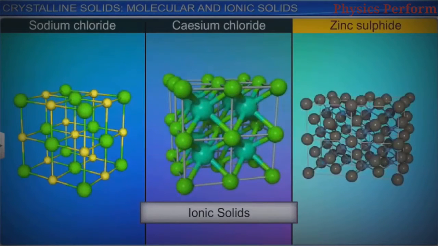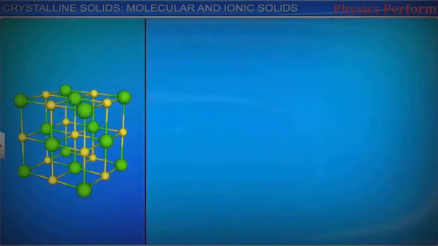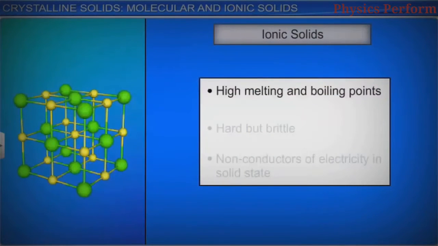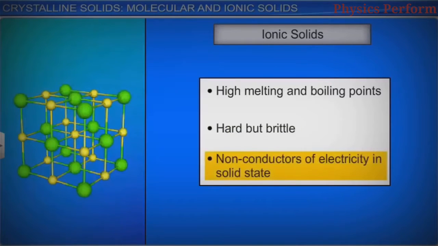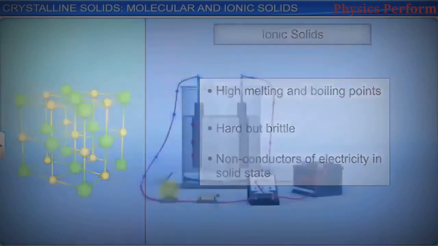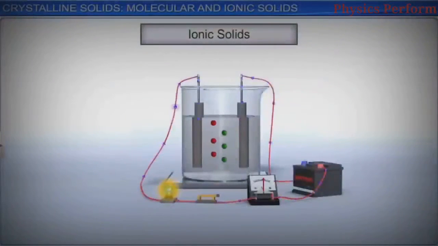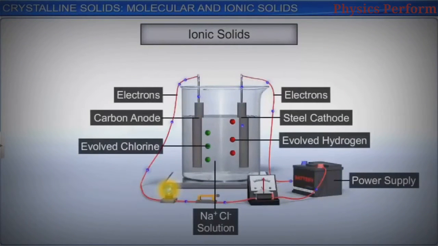These solids have high melting and boiling points. This is attributed to the strong electrostatic forces of attraction. As a result, these solids are also hard but brittle. As the ions are in fixed positions, they are non-conductors of electricity in the solid state. However, they are good conductors of electricity in their fused state or in aqueous solutions. This stems from the fact that the ions acquire freedom of movement in their fused state or aqueous solutions.